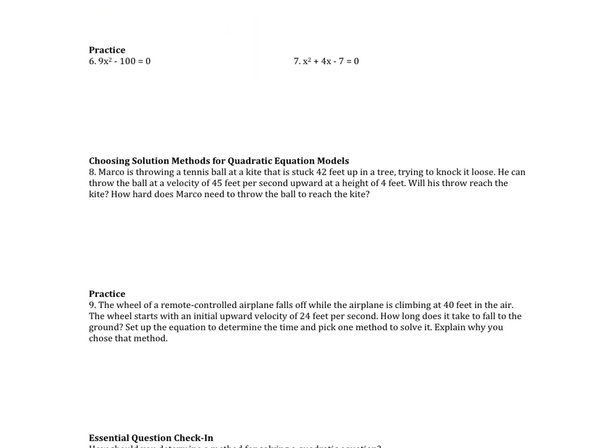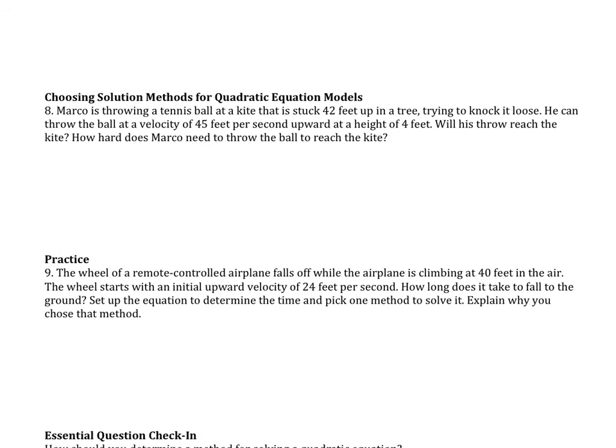All right, so a couple practice problems here. I want you to do 6 and 7 on your own. We'll talk about those in class. And then number 8, choosing solutions to solve for a modeled problem. So Marco's throwing a tennis ball at a kite that is stuck 42 feet up in a tree, trying to knock it loose. He can throw a ball at a velocity of 45 feet per second upward at a height of 4 feet. Will his throw reach the kite? How hard does Marco need to throw the ball to reach the kite?